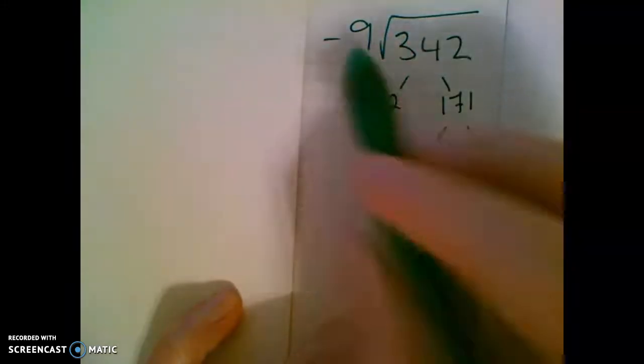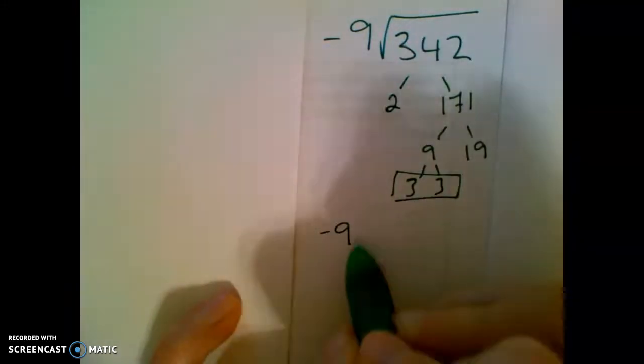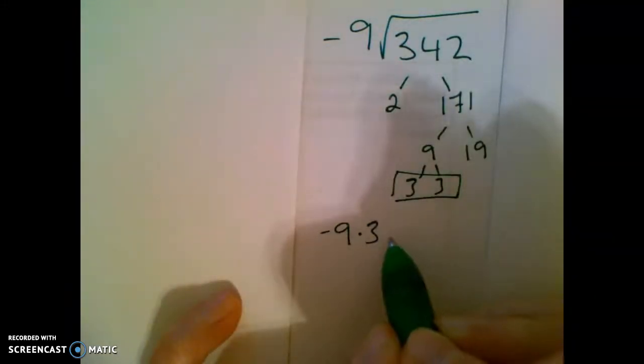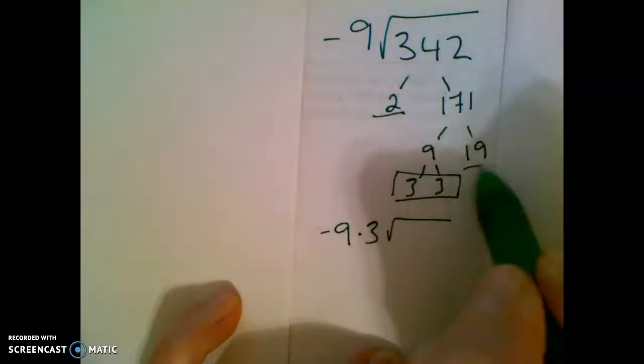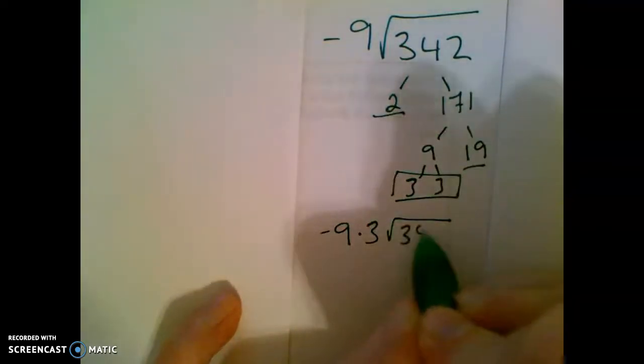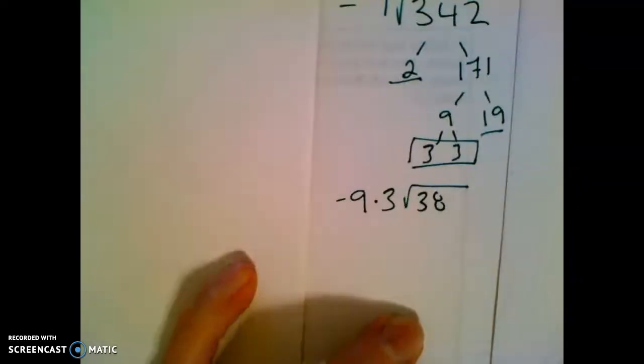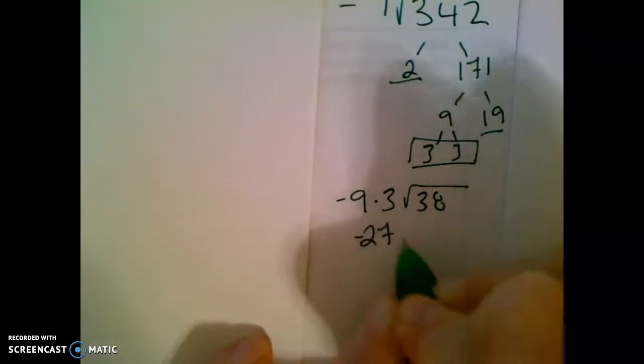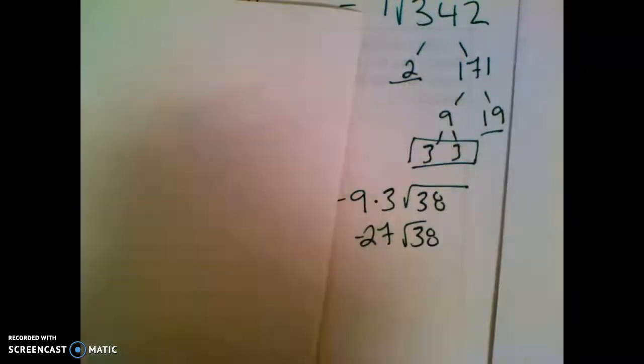So bring down your negative 9. Bring down your pair of 3's. Everything else that does not have a partner has to go back inside, and 2 times 19 is 38. Okay, negative 9 times 3, negative 27, root 38.